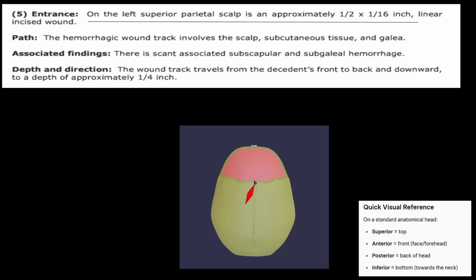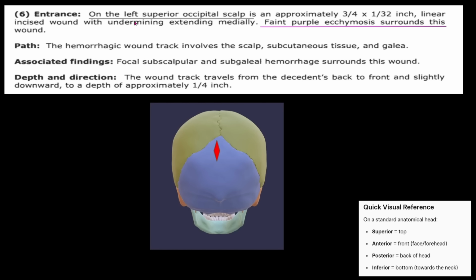So another, I've got it looking too big here, but another cut on top of the head, 1/4 inch deep, just a shallow cut. On the left superior occipital scalp, the occipital is the back. This is the back of the head. This is this part of the back of the head right here. 3/4 inch by 1/32 of an inch. It's a linear incise wound. It's got ecchymosis, which is bruising. So it's a cut on the back of her head, 1/4 inch deep.